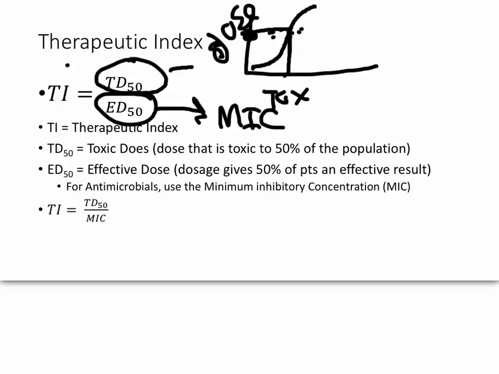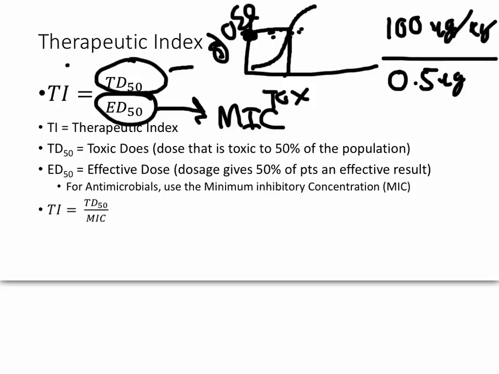Let's give imaginary numbers. Let's say the toxic dose is 100 micrograms per kilogram of body weight, and our effective dose, our minimum inhibitory concentration, is 0.5 micrograms per kilogram of body weight, or whatever you want to use, per milliliter. You divide that, and my therapeutic index would be really high. It would be 200. This is a good thing. This means I have a lot of wiggle room whenever I'm giving this patient medicine.